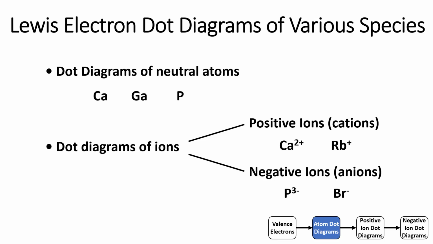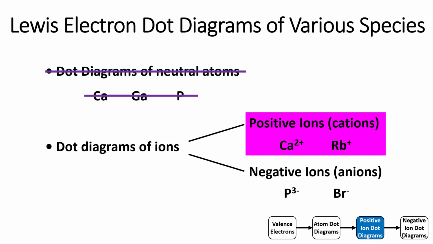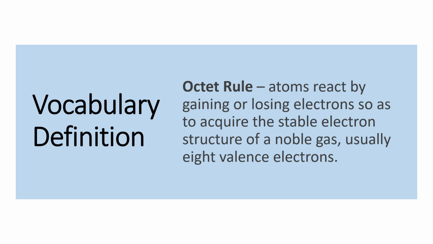All right, so we've done the Lewis electron dot diagram for neutral atoms. And now we're going to move on to the positive ions, the cations. So first we're going to have to talk about something called the Octet Rule. This means that atoms react by gaining or losing electrons so as to acquire the stable electron structure of a noble gas, usually 8 valence electrons.